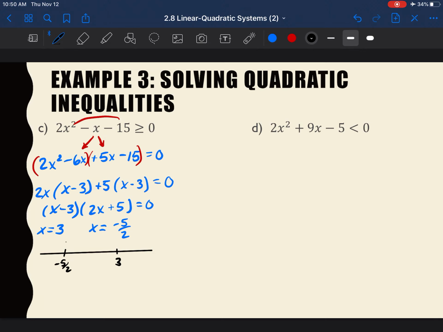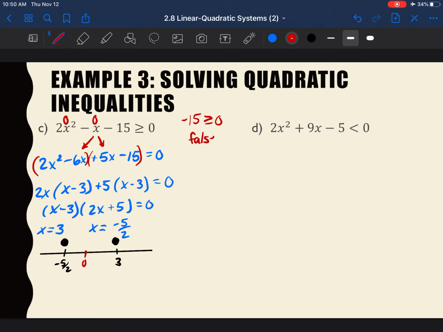This one has the equal to, so the circles are going to be filled in because these numbers are included in the answer. And I'm going to choose a test value in between. The easiest is always 0, so that's what I always check for. So I'm going to use a 0 in this case. If I plug in a 0 for each of these x's, I get 0 minus 15. So it looks like that would be negative 15 greater than or equal to 0, which is a false statement.